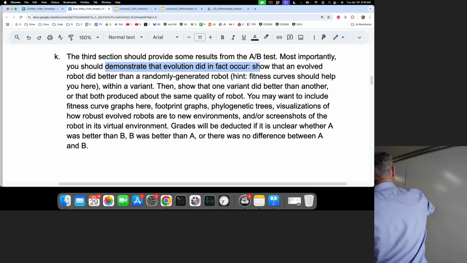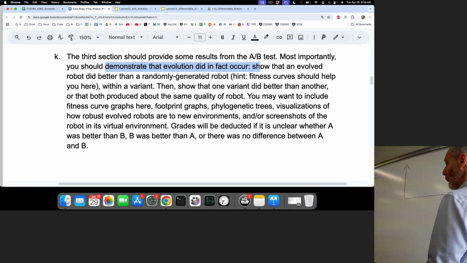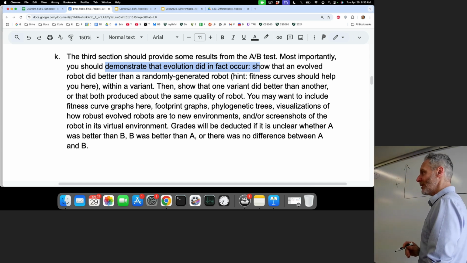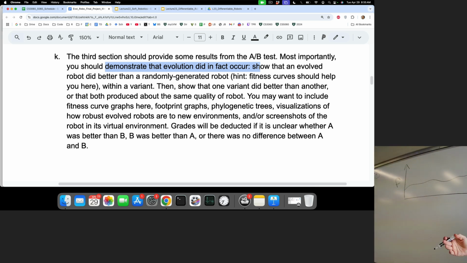So if you include in this section, and by all means you should include in this section figures, if you include fitness curves where we have evolutionary time measured in generations on the horizontal axis and fitness on the vertical axis, assuming in your case higher fitness is better, and we see a fitness curve that looks something like this. The fitness of the best or average individuals in generation 0 doesn't look to me very different from the fitness of the best or the average of the individuals at generation G. Doesn't look to me like evolution occurred.